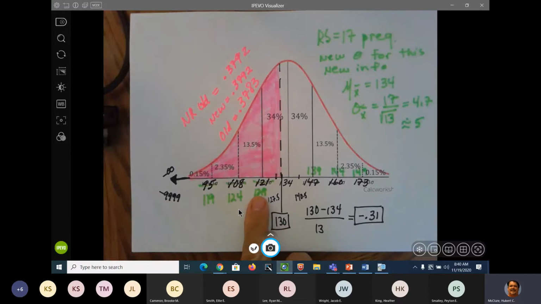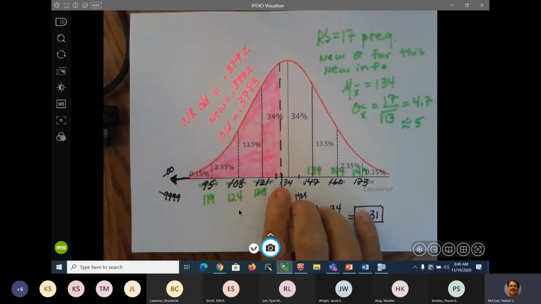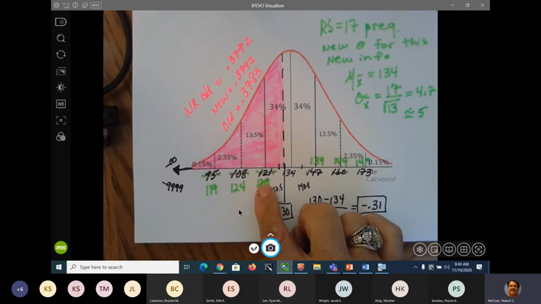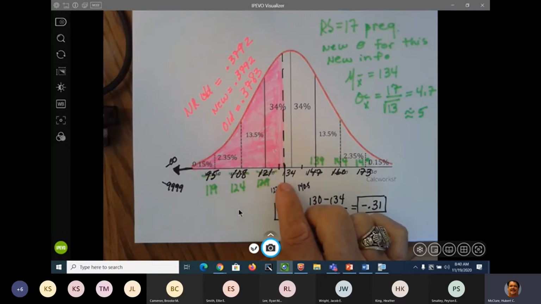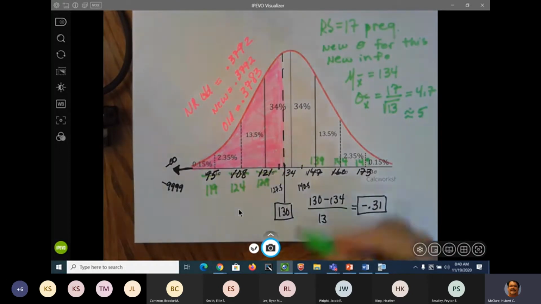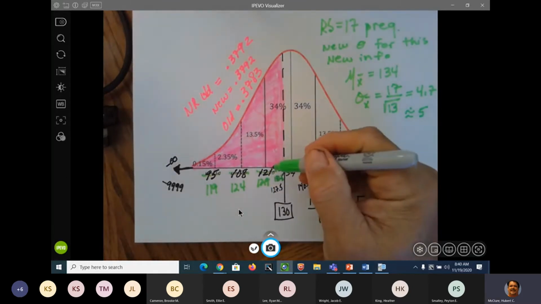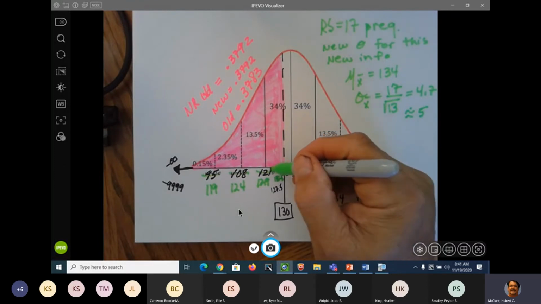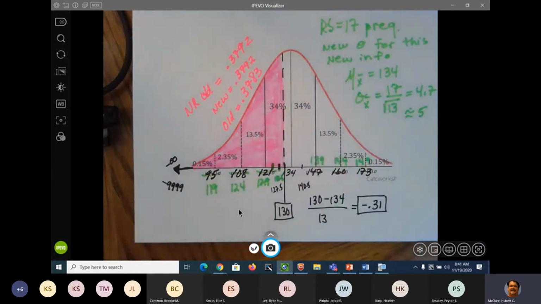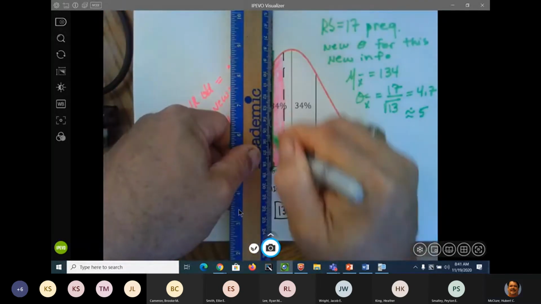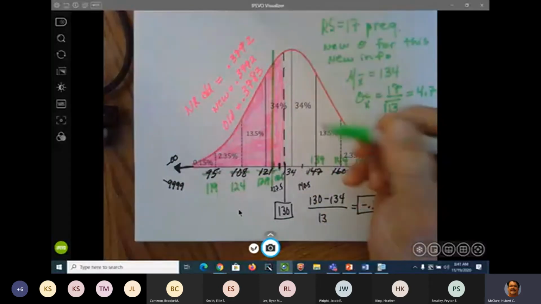129 is right here. And the difference between 129 and 134 is, of course, 5. Half of 5 is 2.5. So 2.5 added to that is 130. 131.5 is right there. And 130 would be right here. So 130 is this green line right here. That's 130 by the new information.